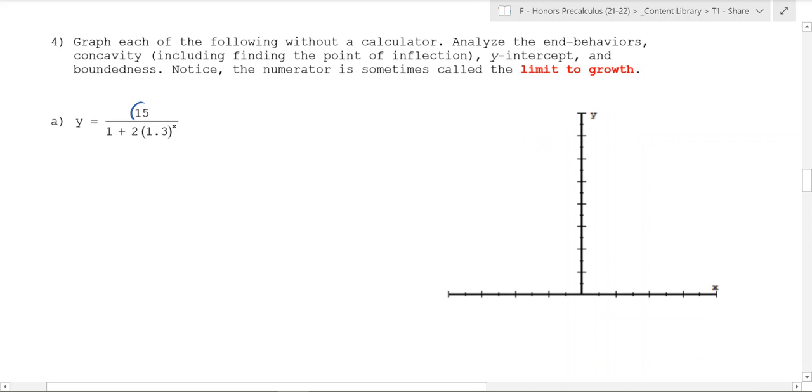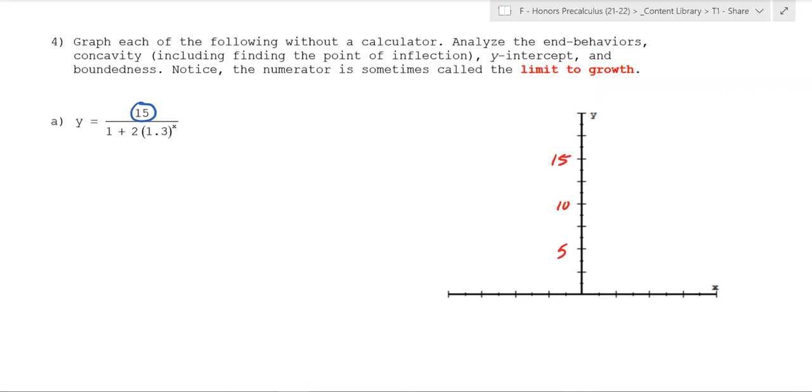The first thing you look at is this 15. It's no longer 1, so that's where the ceiling is going to be on this. Meaning instead of a horizontal asymptote at 1 and negative 1, it's going to be at 15 and 0. So we'll just put 15 all the way, let's put our scale in here. Let's say 5 is here, 10 is here, and 15 is here.